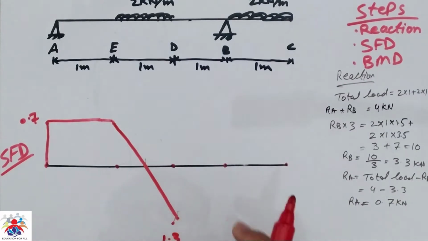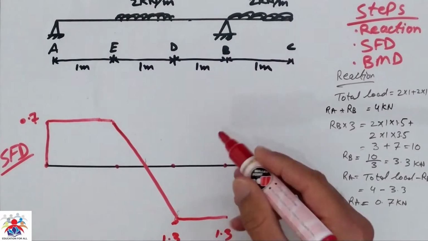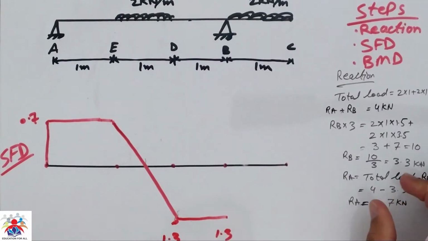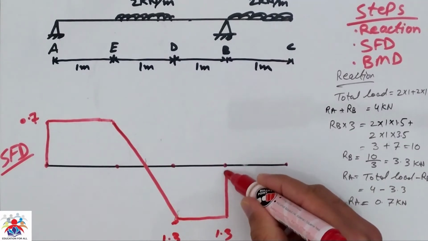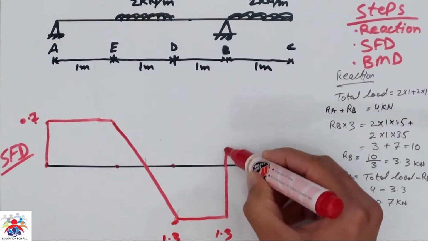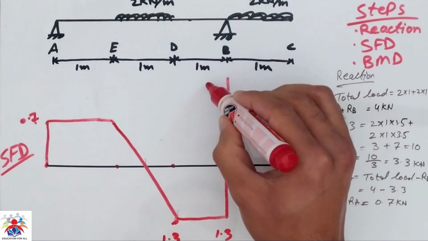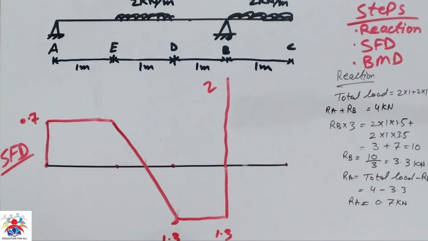Once we are at point D, from D to B we have no distance, nothing, so we will draw a straight line. Now we are at point B, so obviously this value is minus 1.3 as well. Once we are at point B, we have to go upwards 3.3 kilonewton because the reaction at RB is 3.3 kilonewton. So 1.3 we will cover in here, and then we will go straight up. So it will be 2 here, 2 kilonewton.